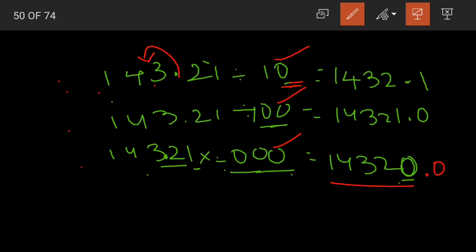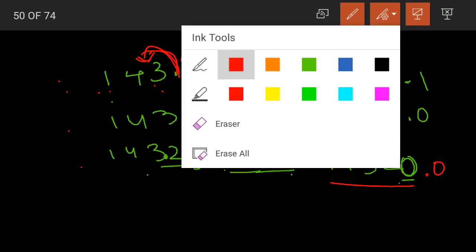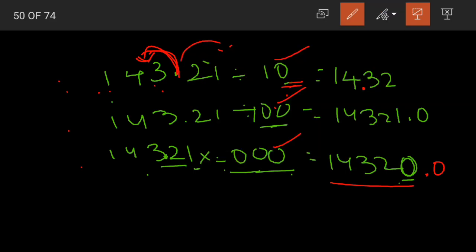Understood, children? In multiplication, what did we do? We moved the decimal point to the right side. While dividing, we should move the decimal point to the left. So 143.21 divided by 10 will be equal to 14.321. The decimal point has moved 1 digit to the left. Why 1 digit? Because our 10 here has 1 zero. It will move 1 digit to the left.